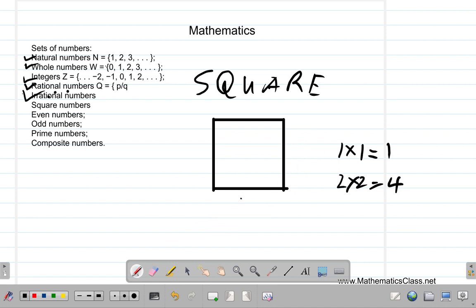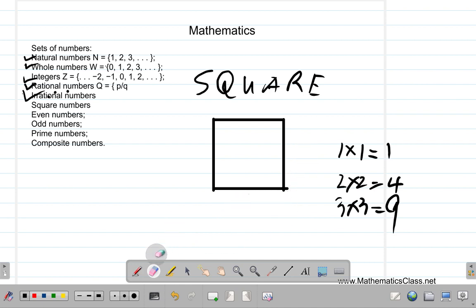Suppose we have 3 by 3. We have 3 wide, 3 high. How many squares do we have as the area of this? What we have is this. 1, 2, 3, 4, 5, 6, 7, 8, 9. 9 squares. So 9 is a square number. 3 times 3 gives you 9. You see that?